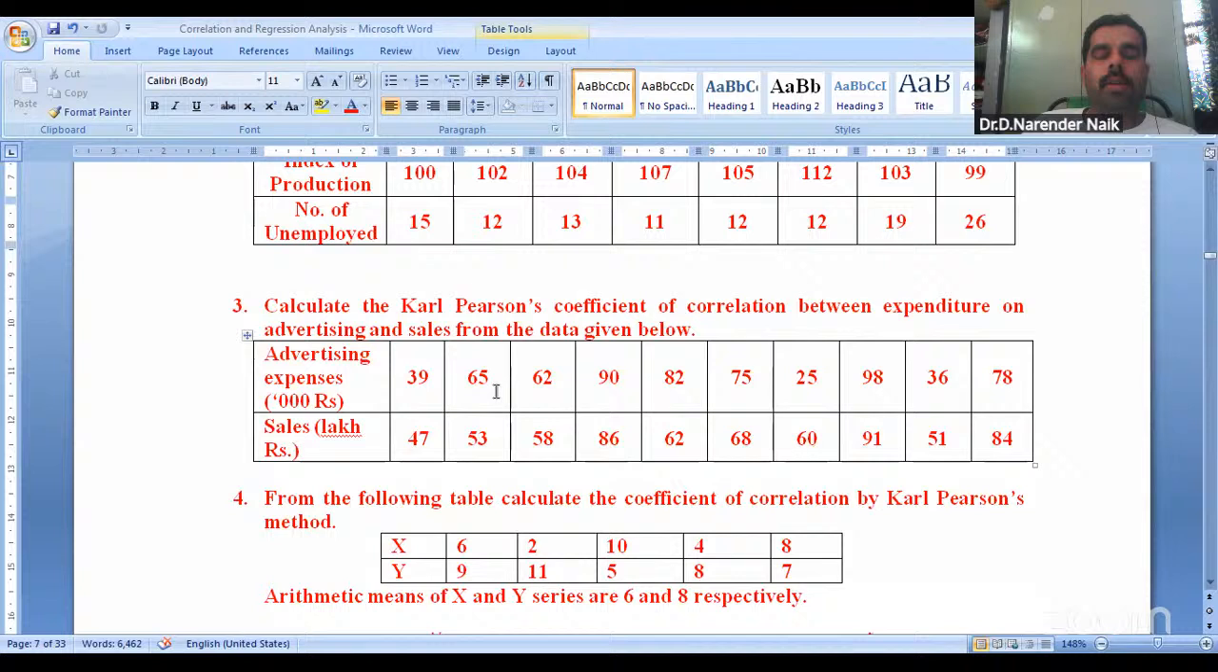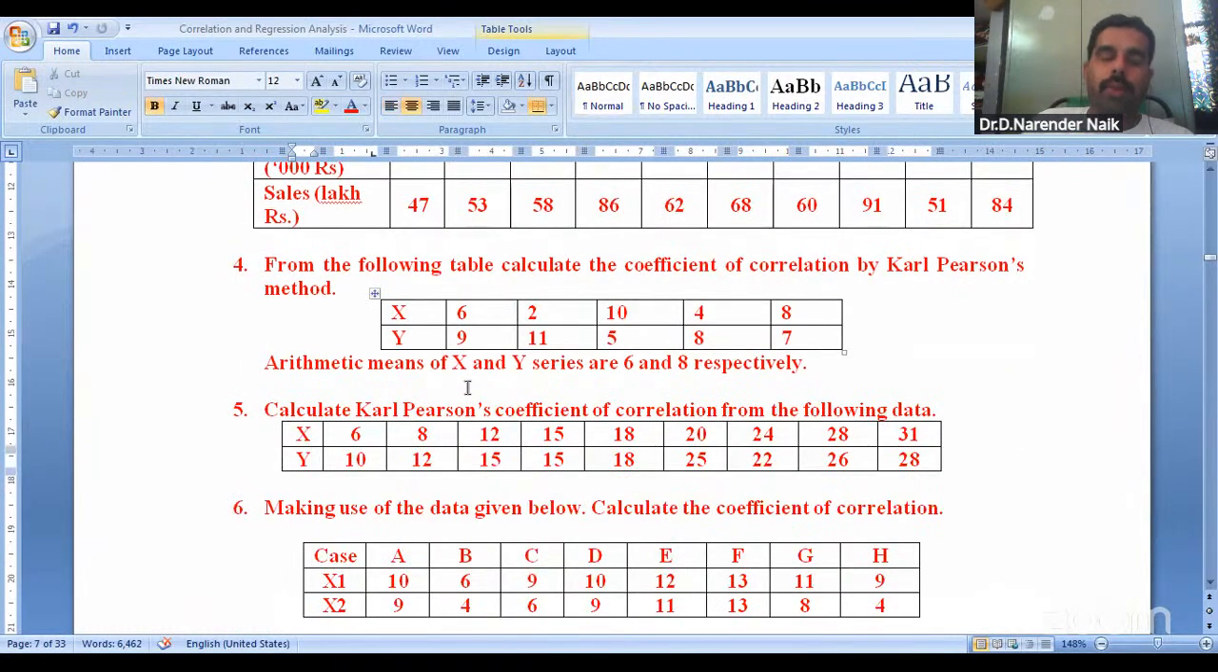These are different important questions, taken from different universities' examinations. Calculate the Karl Pearson's coefficient of correlation between advertising expenditure and sales from the following data given below. Advertising expenses, sales. Only 2 variables are there here. First we have to check the average value, and after finding the average value, take a decision that the problem is also actual mean.